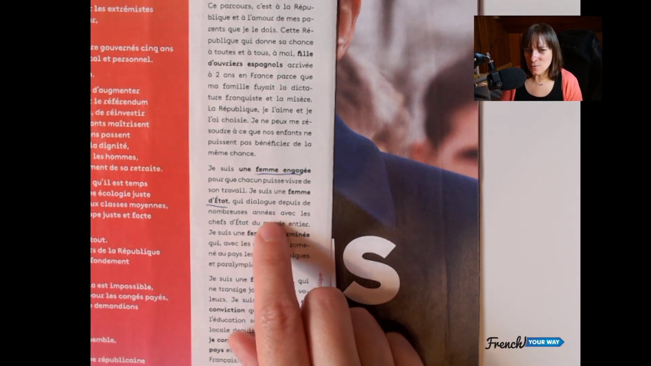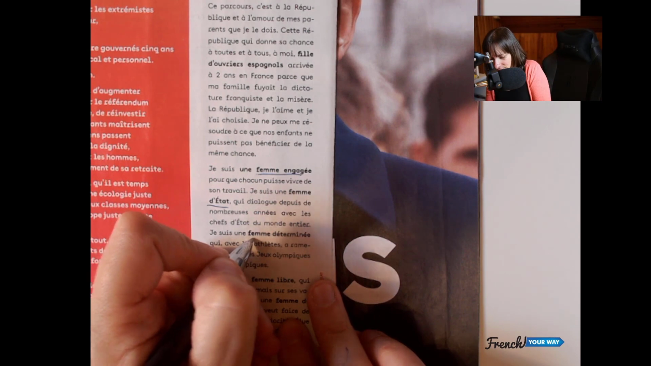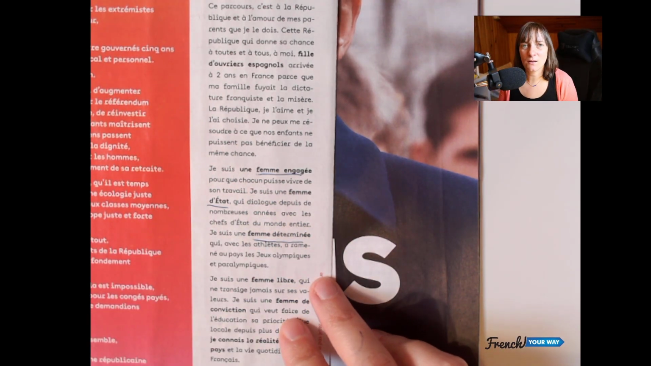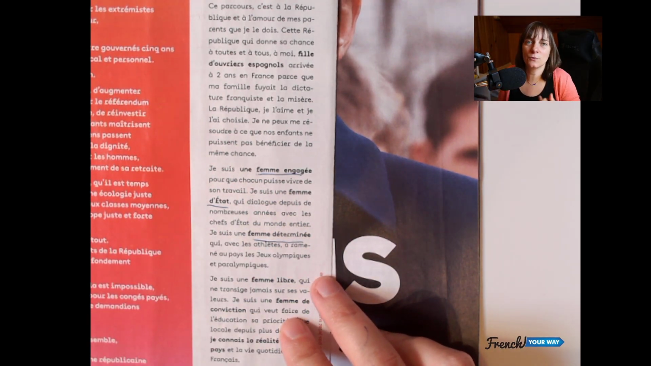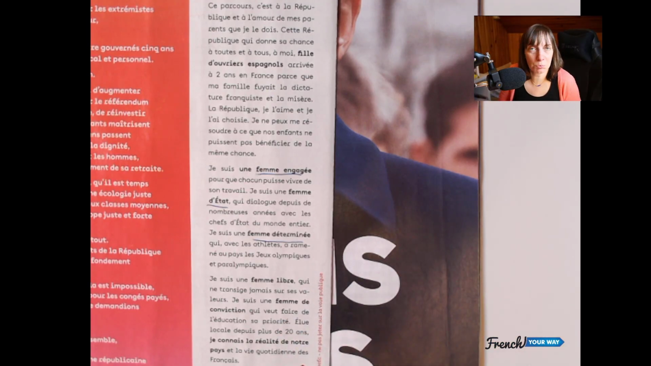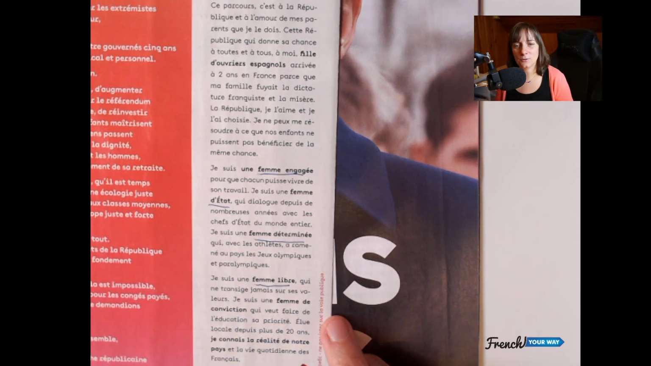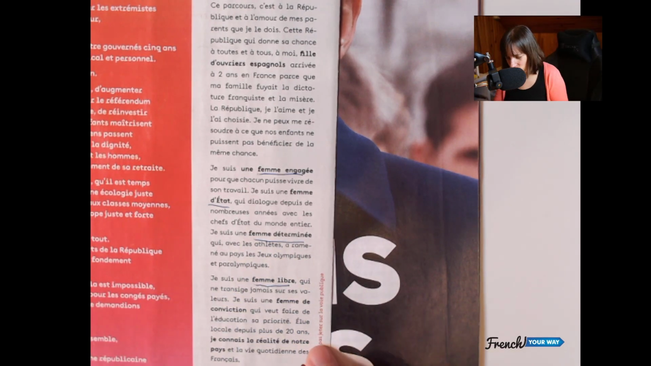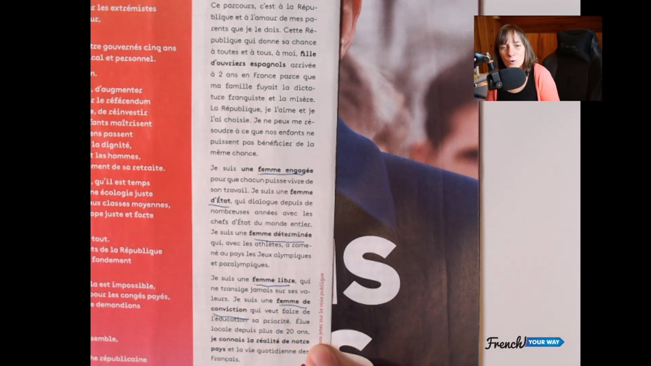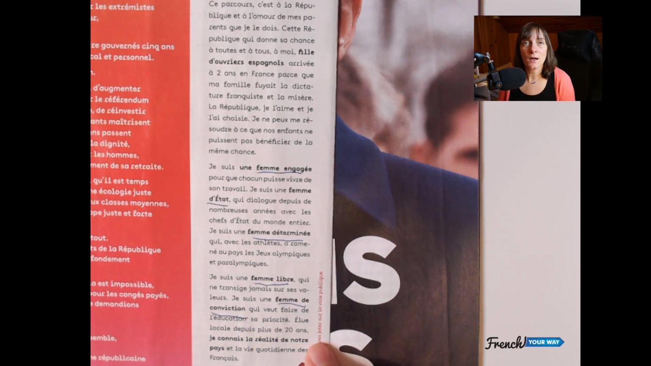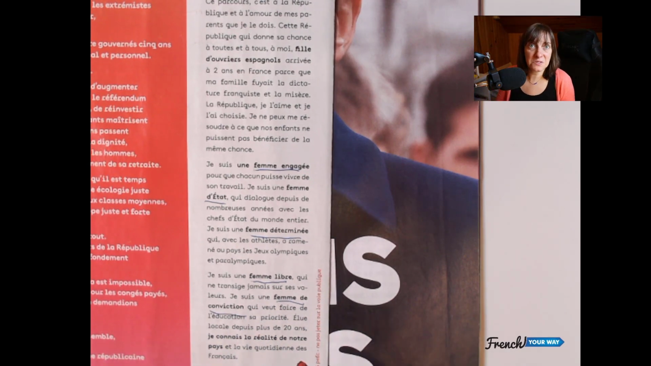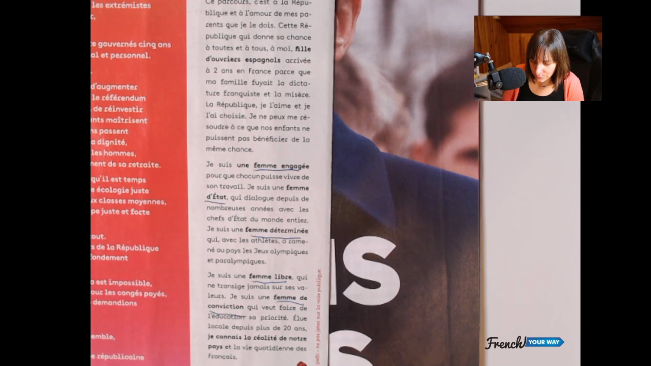Right. Une femme, adjectif déterminée, or une femme de détermination, less common because we have the adjective, but that would work as well. Une femme libre, une femme de liberté. Une femme de conviction. Alors, we could use the adjective here, maybe. Une femme convaincue. Donc, voilà.